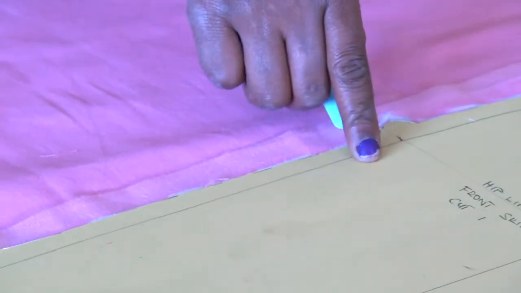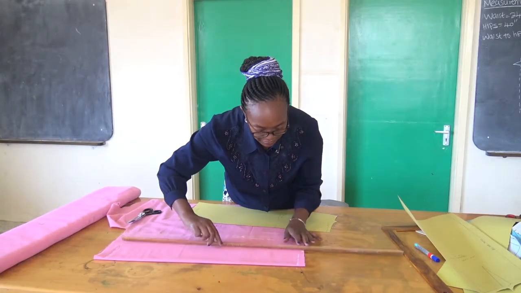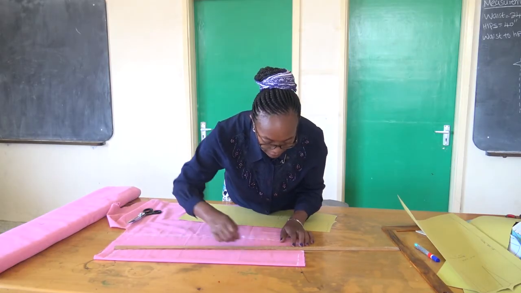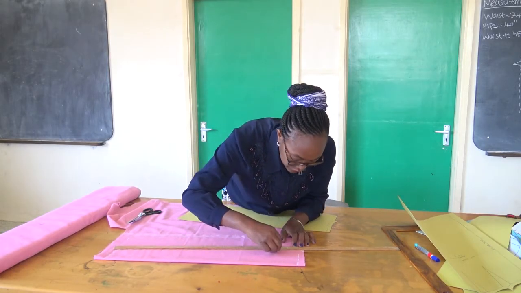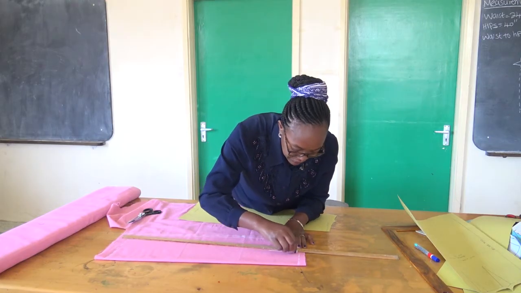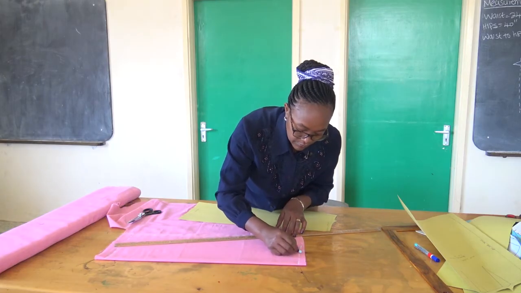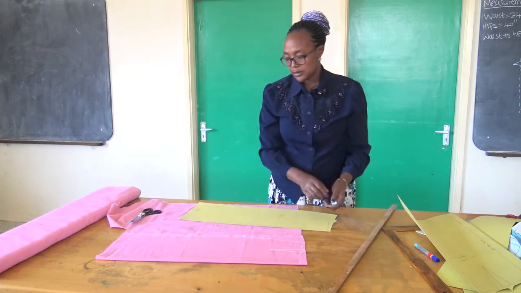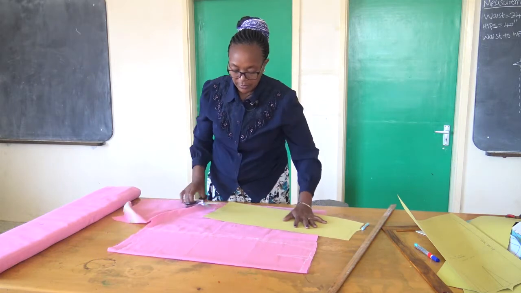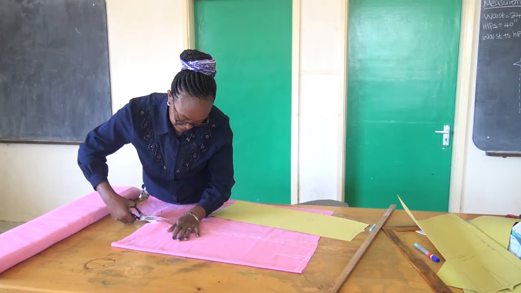So that has already been transferred, and with this, I can pick a ruler. Since the dart has already been marked, I will only pick a ruler and join my dart to the other dart. And then using my pair of shears, I will now separate this pattern.